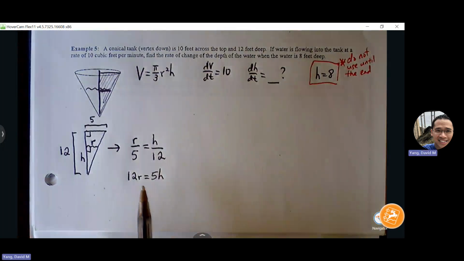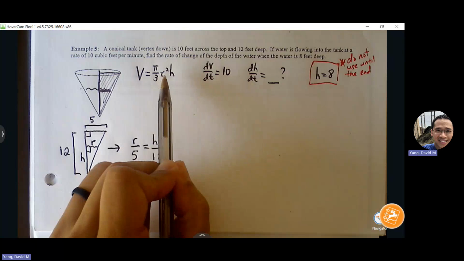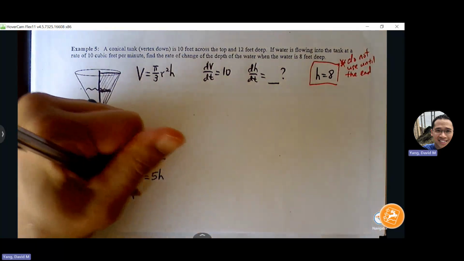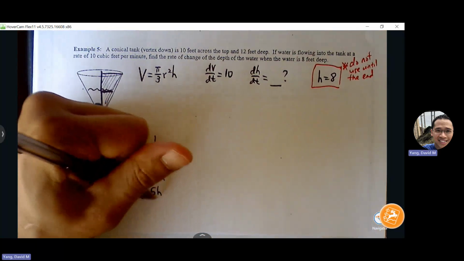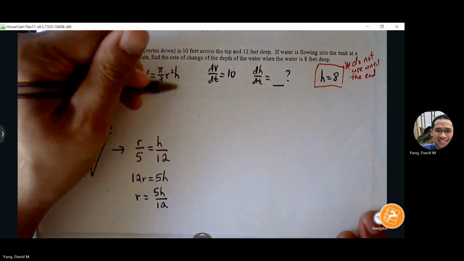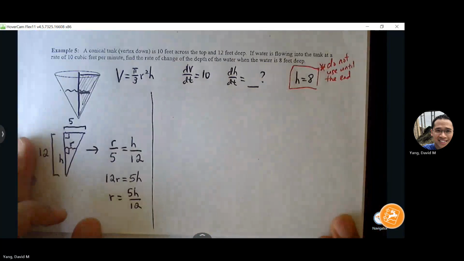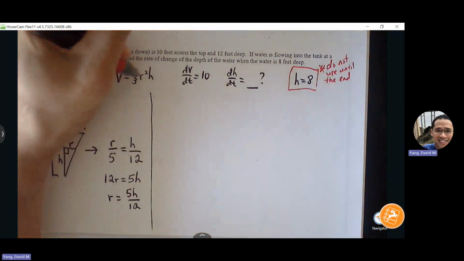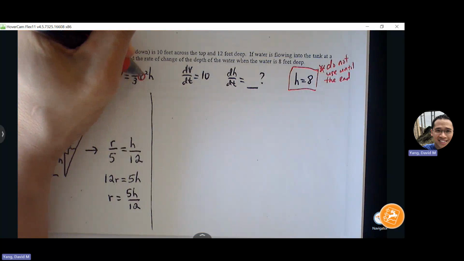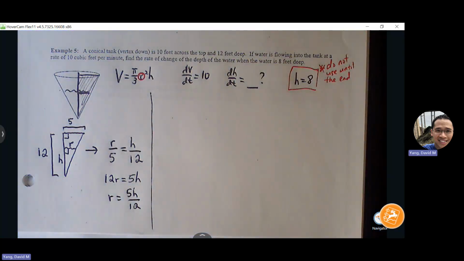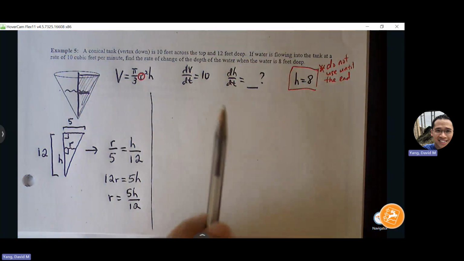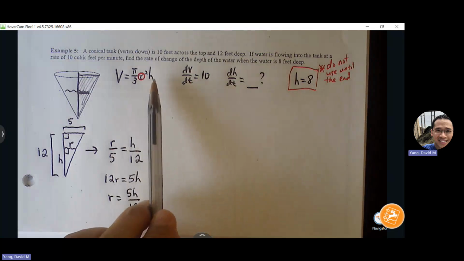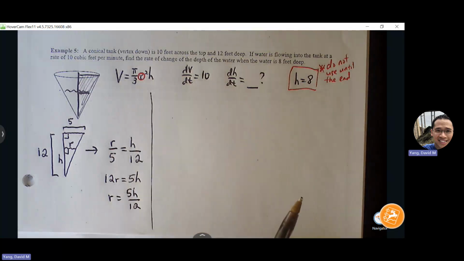All right, so I want to solve for r because I want to replace r. So if I solve, r is equal to 5h over 12. Okay, so now I'm going to make a substitution, right? The goal in mind right now is how can I get that right side in terms of just one variable? And we decided that h was what we're going to target, which means that we're going to replace r with something in terms of h. We have that relationship here. So I'm going to make that substitution.